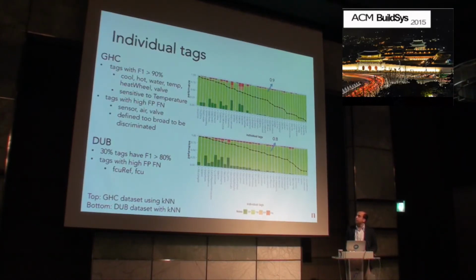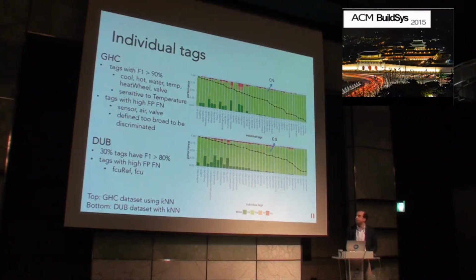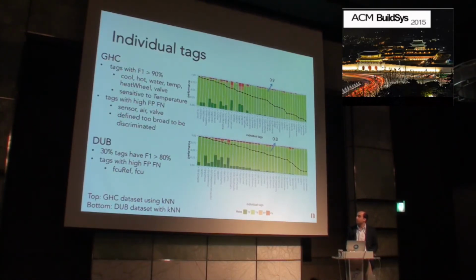So in GHC, there were some tags that had more than 90% F1 score. Those were tags like cool, hot, water, temp, heat wheel, valve. Those achieved 90% F1 score. And tags with high false positive, false negative, which would be the bad ones, are things like sensor, air, and valve. And obviously sensor is a really good example of that. There are a lot of things that can be sensed.